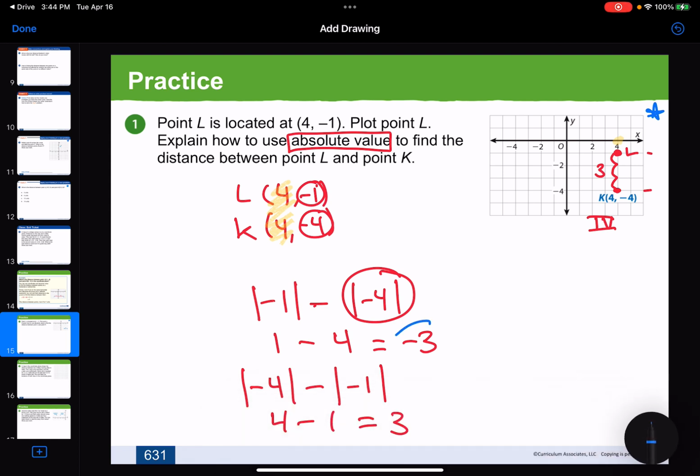It doesn't make sense for distance to be negative, so this is the incorrect setup, okay? Always start with your bigger distance and end with your smaller distance, because distance should always end up being positive. We want the bigger number minus the smaller number. All right, so that's how we can use absolute value to figure out how far away those points are.